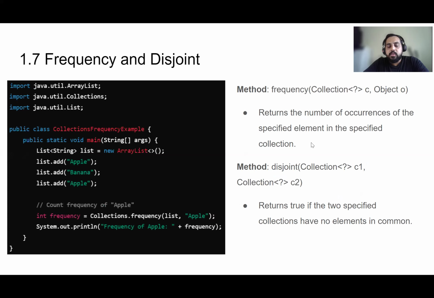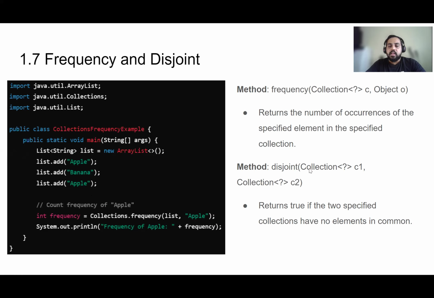Frequency and disjoint. Suppose I have a list: apple, banana, and apple. I want to see how many times apple is repeated. For that, I can use the utility method called frequency. In Collections.frequency, I can pass the list as a parameter and the element which I want to count. If I pass apple, it will give me 2 because apple appears 2 times.